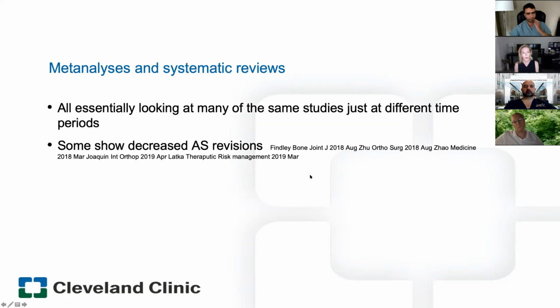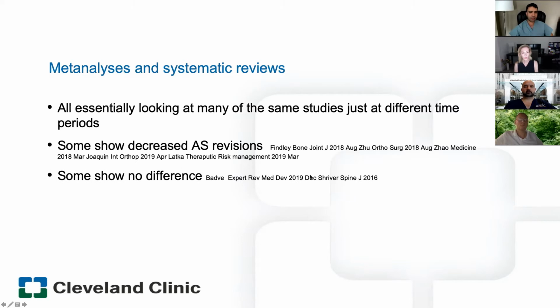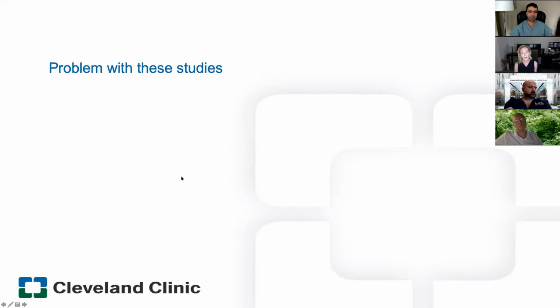Now, if you look at the meta-analyses and systematic reviews, some of them show decreased adjacent segment disease revisions, right? These are the ones here. I just kind of listed them. I guess when we post this, we can take a look. I don't want to go through this in too much detail. Some of them show no difference. Some of them show improved NDI. All right, so think about that. You have studies that show there's no difference, studies that show there is a difference, and studies that show it's slightly better. We don't really know, right? So it's the same problems that we ran into before, just in a different way.